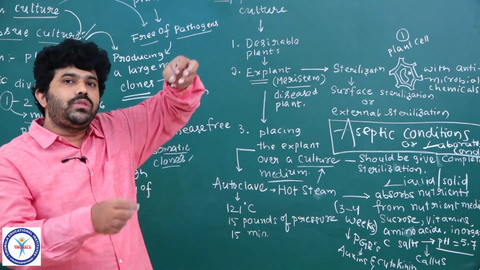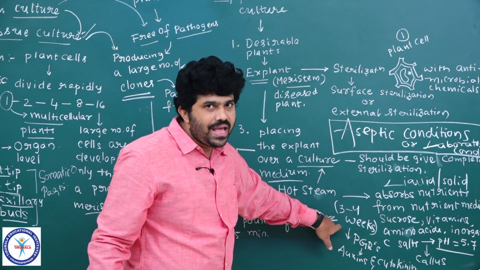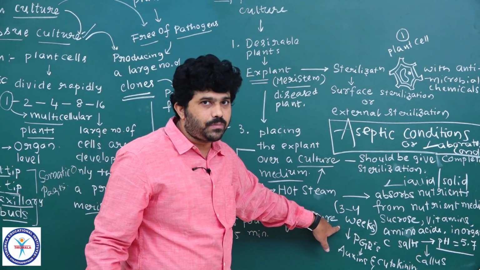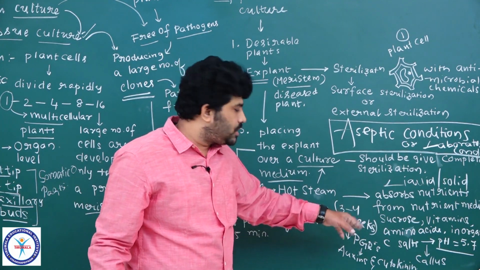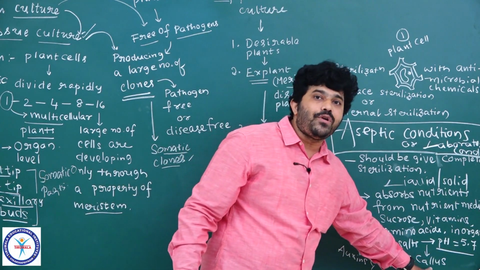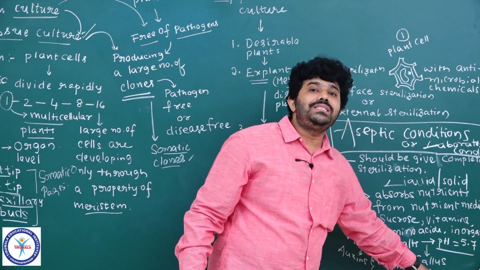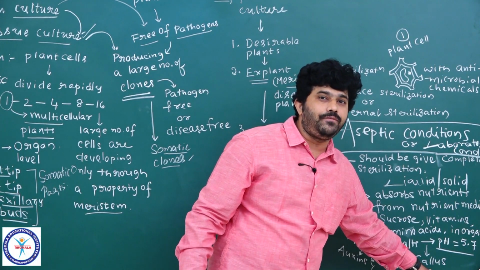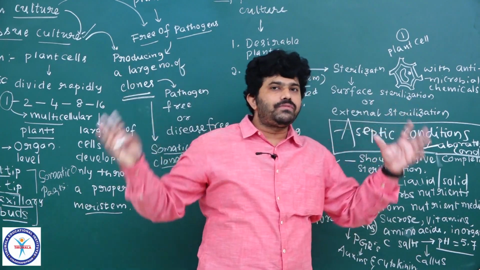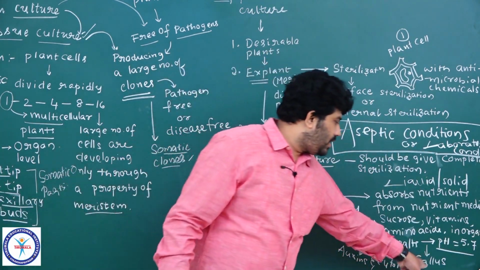nutrients for its growth and development in the 3 to 4 weeks we have given to the explant after inoculation over the nutrient media. In that time it produces a large number of undifferentiated, unorganized cells. There are no organs of root, stem, leaf, but a crowd of cells, colonies of cells, will develop. That we call callus.